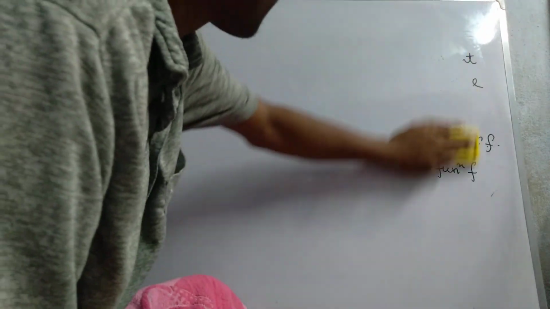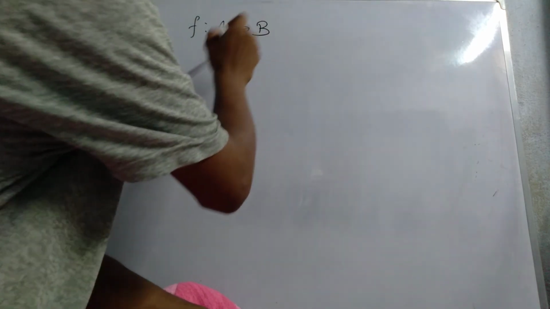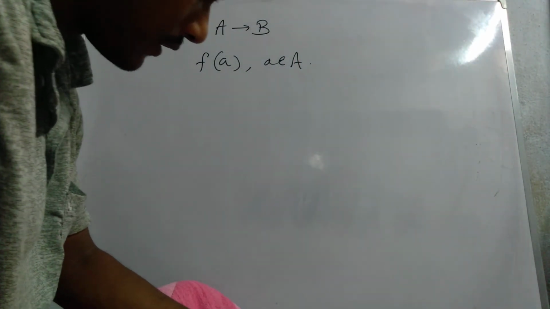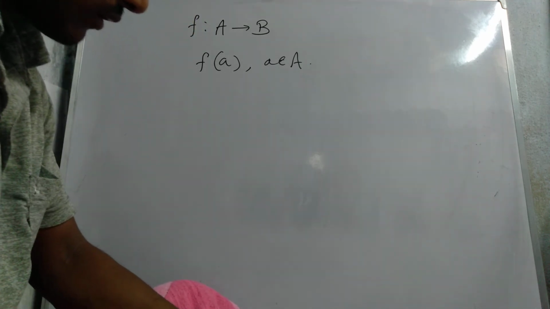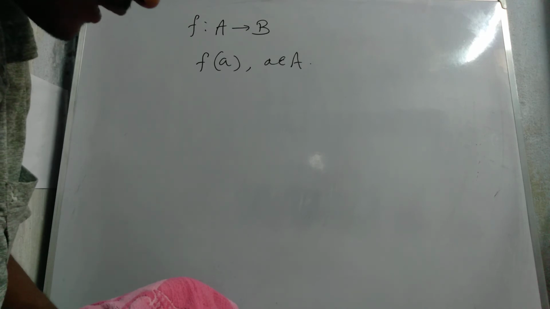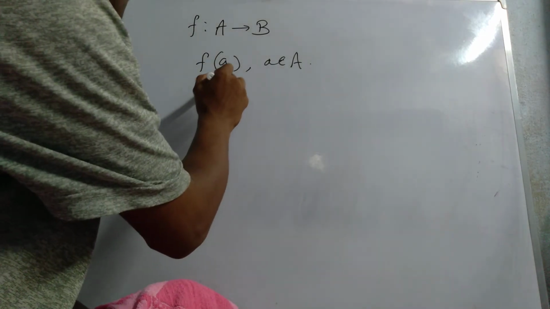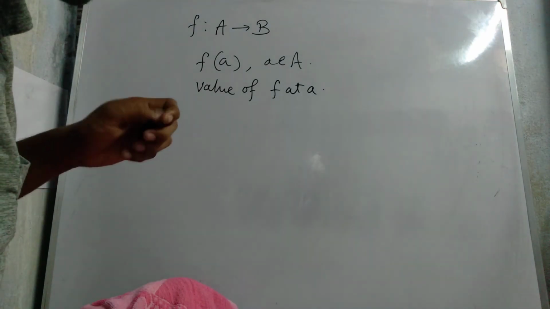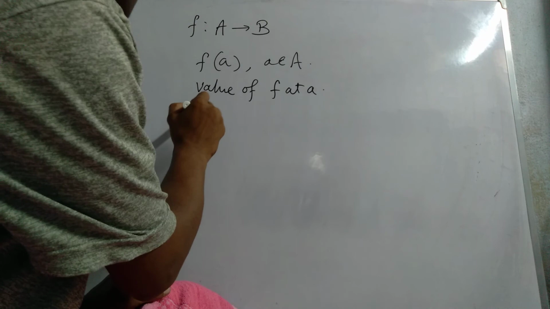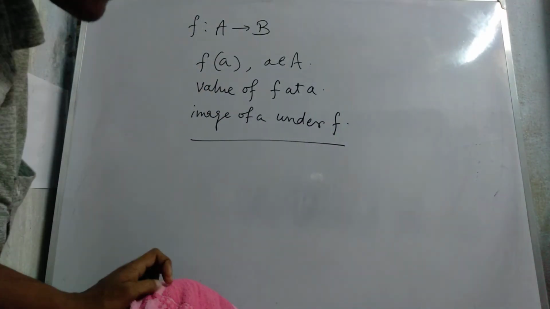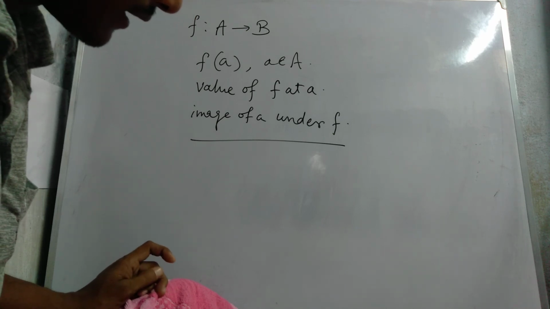That means if f is from A to B, where a belongs to A, then f(a) is the unique element of B that the rule assigned to a, and it is called the value of f at a, and this is the image of a under f. This image is unique.